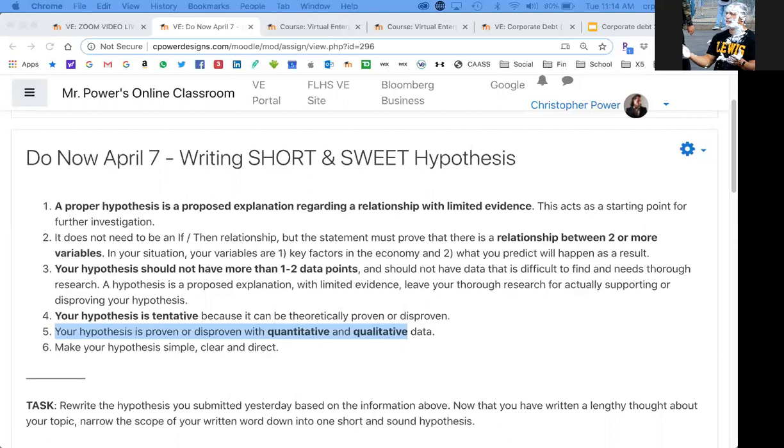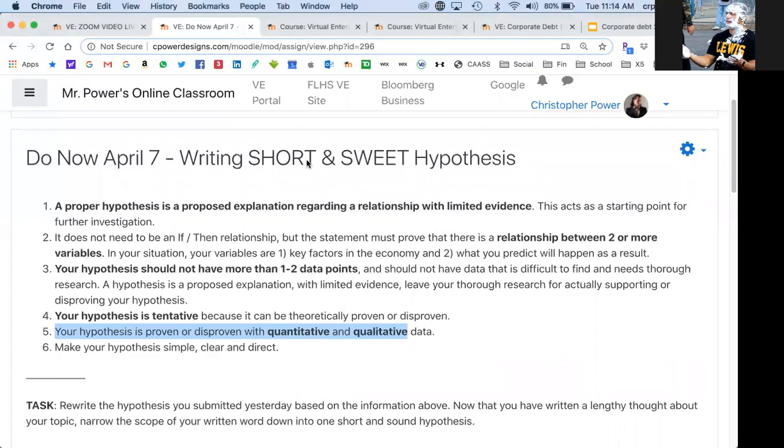You've got to be able to do that. In the coming days, when you present your presentation, when you provide it, I will likely have you go in and put a little QT and a little QL next to your quantitative or qualitative data. I will more than likely do that. So just keep that in the back of your mind.